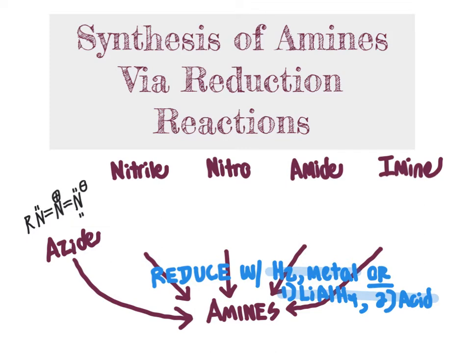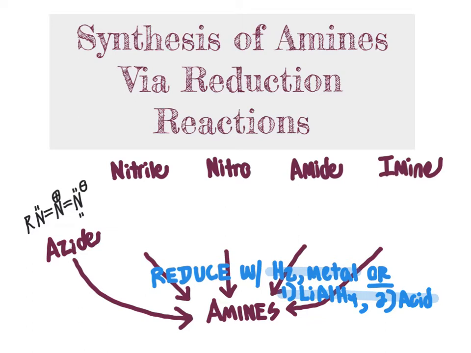So by starting with an azide and treating it with a reducing agent, we would yield an amine as the final product, where these 2 nitrogen atoms would be eliminated from the molecule. We'd be left with this nitrogen as a primary amine group by bringing in hydrogens donated by the H2 or by the lithium aluminum hydride.